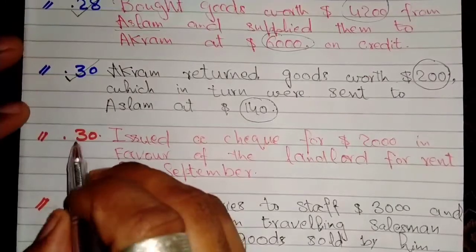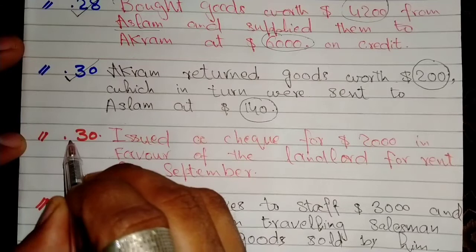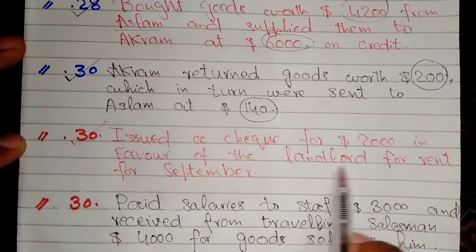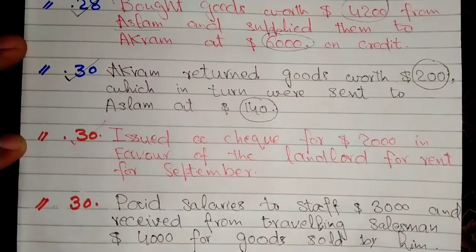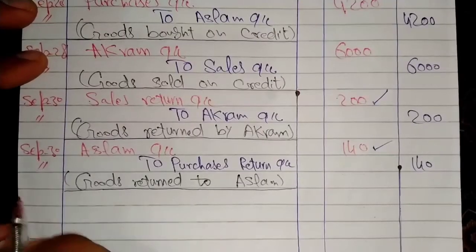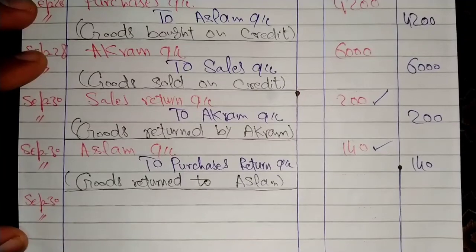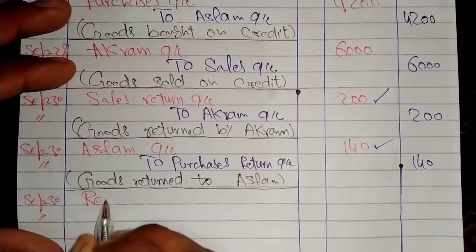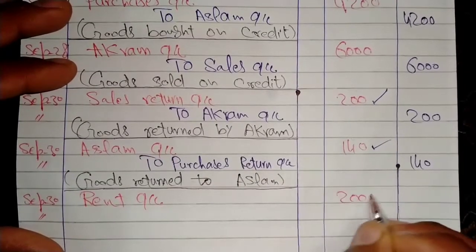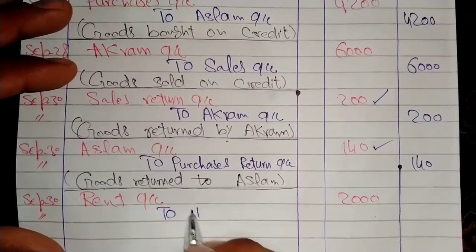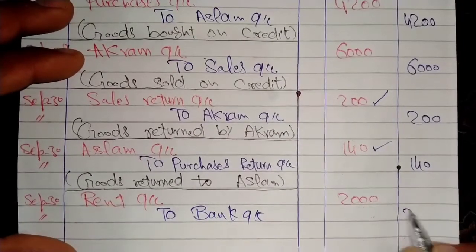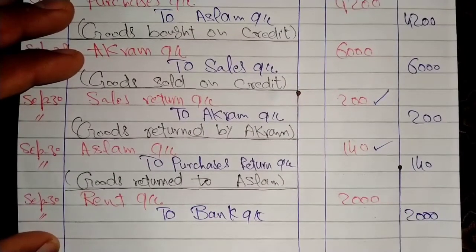Next transaction held on September 30th, same date, which is issued a check for $2,000 in favor of the landlord for rent for September. Okay, simple. This is the payment by the business by check. So the entry will be September 30th, 2005, rent account debit with amount $2,000 to bank account credit, because payment has been done by the bank with the same amount $2,000, with description paid rent by check.